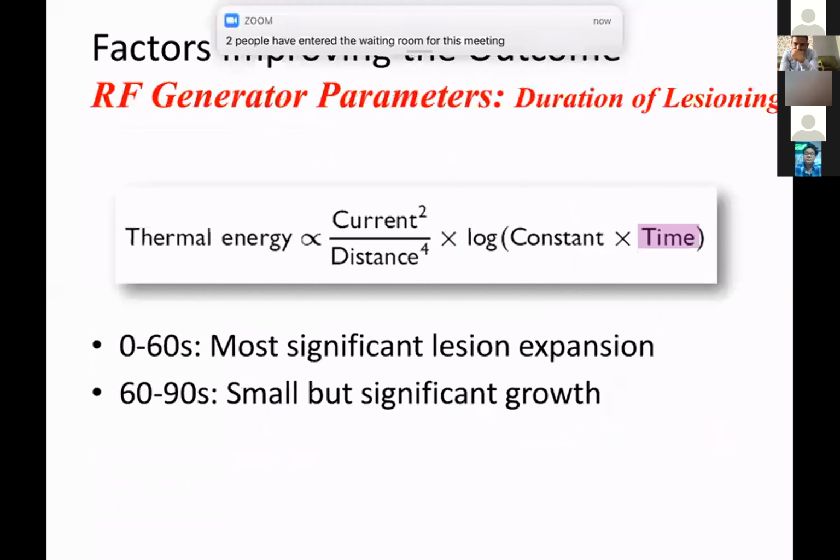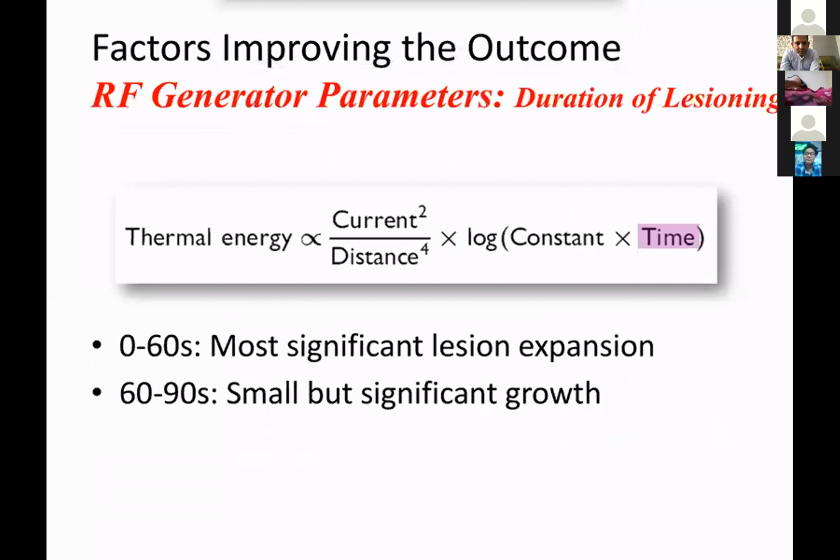Now, coming on to the radiofrequency generator parameters. First of all, the duration of lesioning. The thermal energy bears a logarithmic association with the duration, and the most significant lesion expansion occurs in the time period up to 60 seconds. However, as we move from 60 to 90 seconds, small but significant growth occurs. Hence, most lesions are recommended for a duration of approximately 90 seconds.